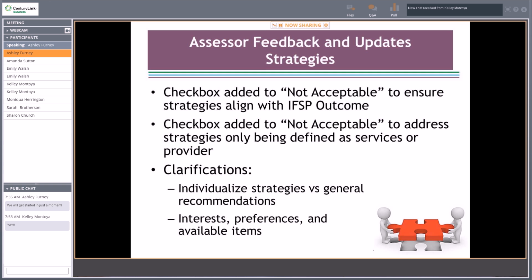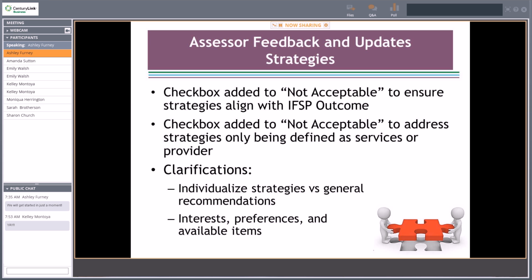All right, so next is the strategies section. So we've added a couple of check boxes here. Yay. We've added one to not acceptable to ensure that strategies are aligning with the outcome. Then we've also added an item to not acceptable to address when strategies are only written as services or provider. And then some clarifications here.